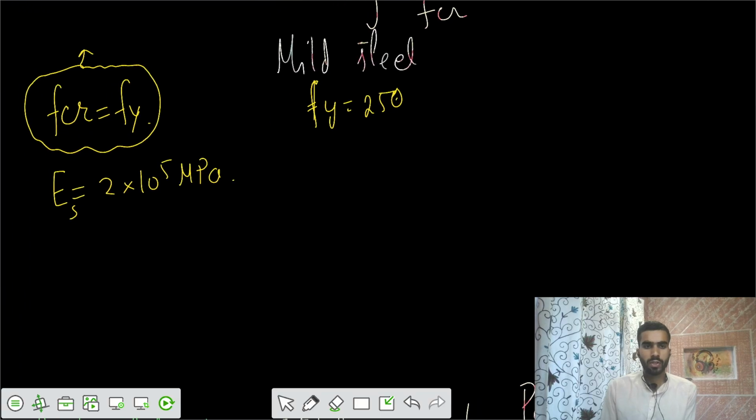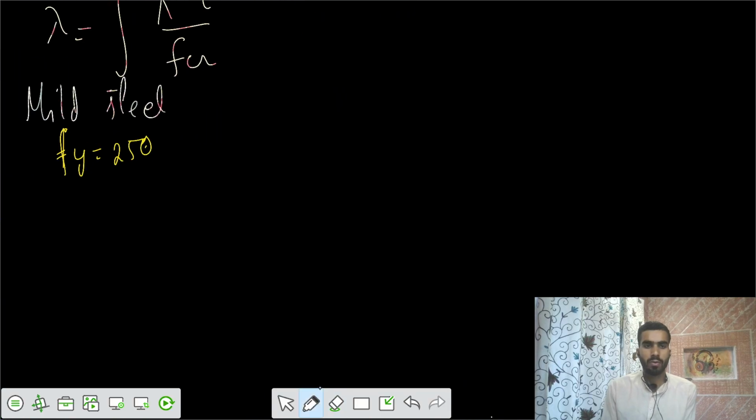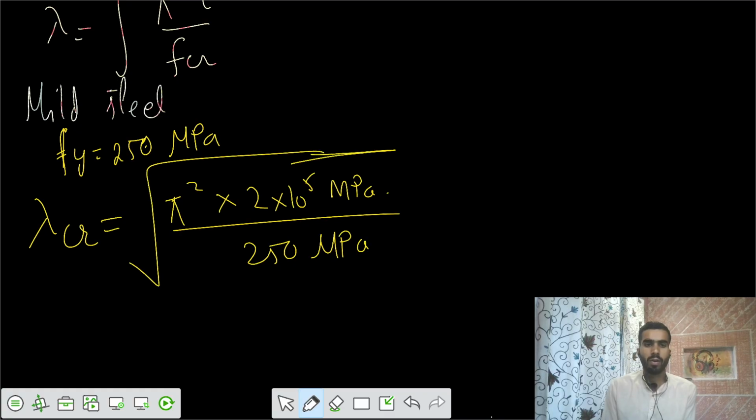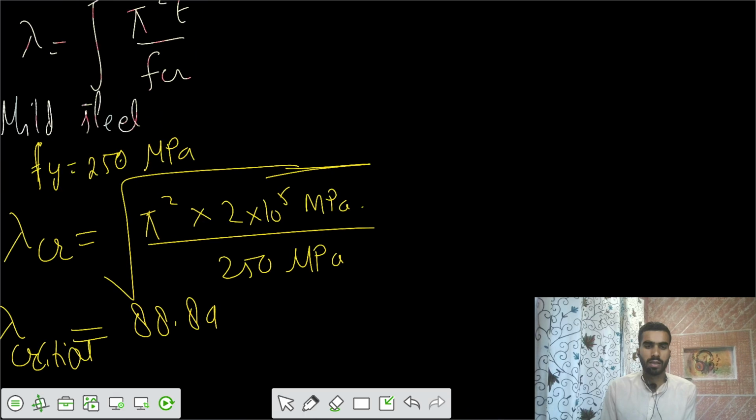So if I use those equations, those values, Fy equals 250 megapascal, I would get some critical load. That slenderness ratio is the square root of pi squared into 2 into 10 to the power 5 megapascal divided by 250 megapascal. So I got a value of critical slenderness ratio equal to 88.89. That means at 88.89 value of lambda, your Euler's buckling theory is valid.